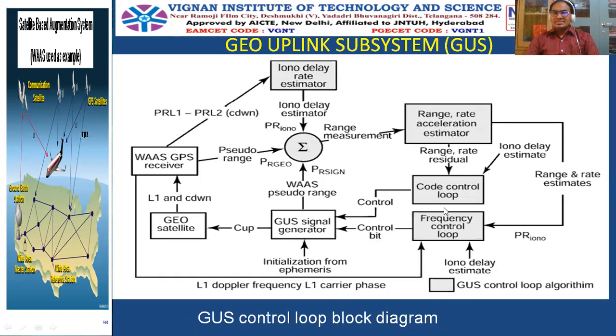All of you please draw this before we move to the next slide. All of you draw this diagram. Am I audible clearly? Okay, please draw this diagram. This is very, very important. This is the geo uplink subsystem block diagram. This is the control loop.